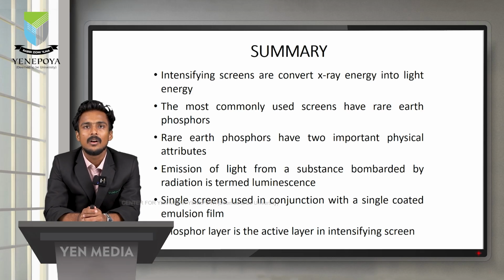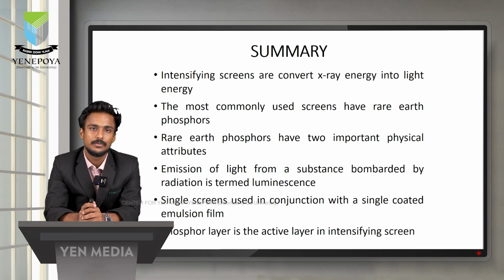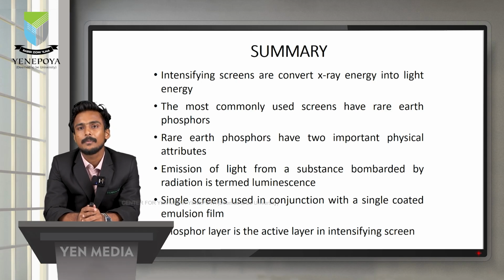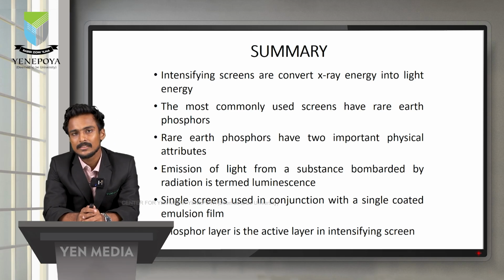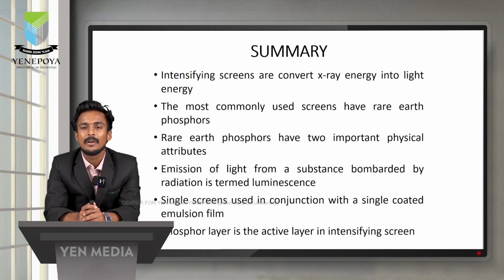Intensifying screens convert X-ray energy into light, and the most commonly used screens have a rare earth phosphor. Rare earth phosphors have two important physical attributes, conversion efficiency and absorption efficiency. Emission of light from a substance bombarded by radiation is termed luminescence. Luminescence is of two types, phosphorescence and fluorescence. Single screen radiography is used with a single coated emulsion film with a single intensifying screen at the back of the cassette. The phosphor layer is the active layer inside an intensifying screen and contains tiny fluorescent crystals. Whenever X-ray photons bombard the fluorescent crystals, they are converted into light.